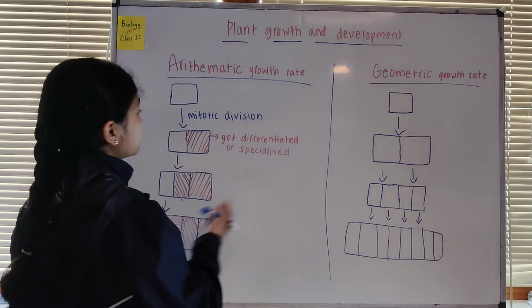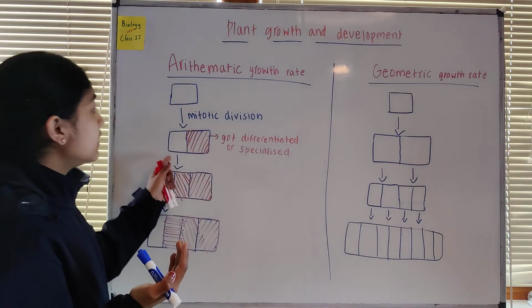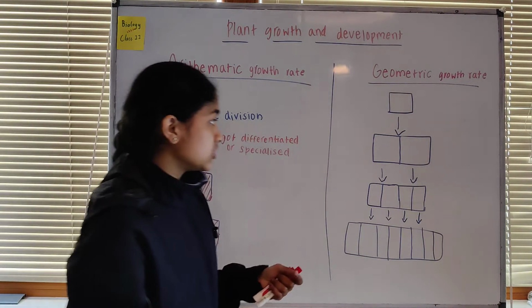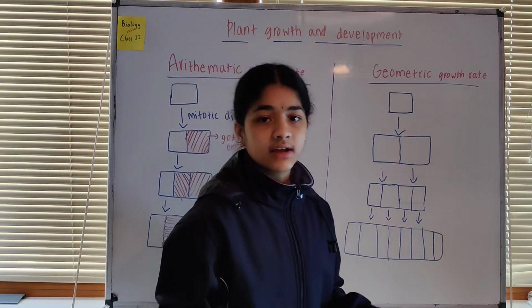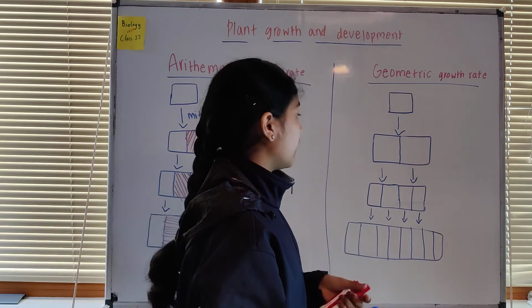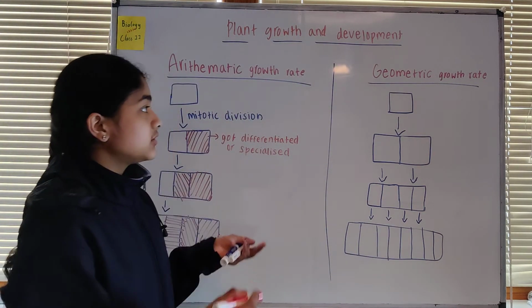The only difference between this one and arithmetic growth rate is that in arithmetic growth rate, one of the cells is getting differentiated. Here, there is no cell which is getting differentiated. Everything has the capability to divide. So this is about the arithmetic growth rate and geometric growth rate.